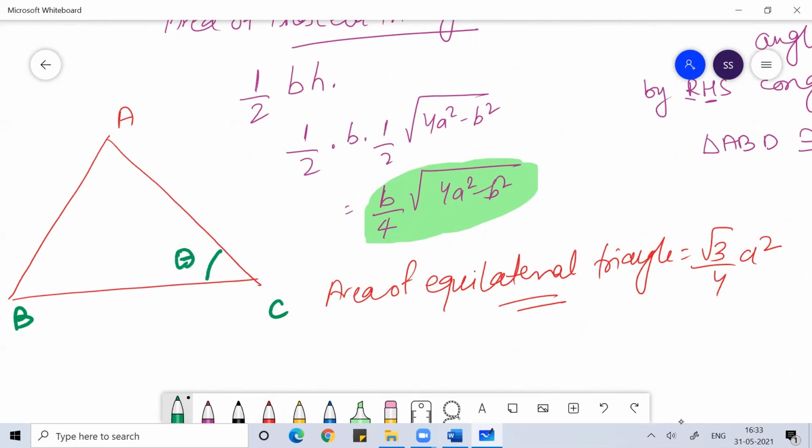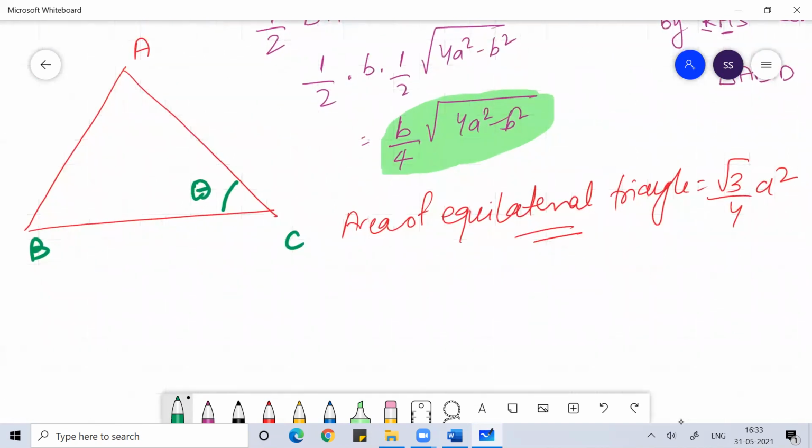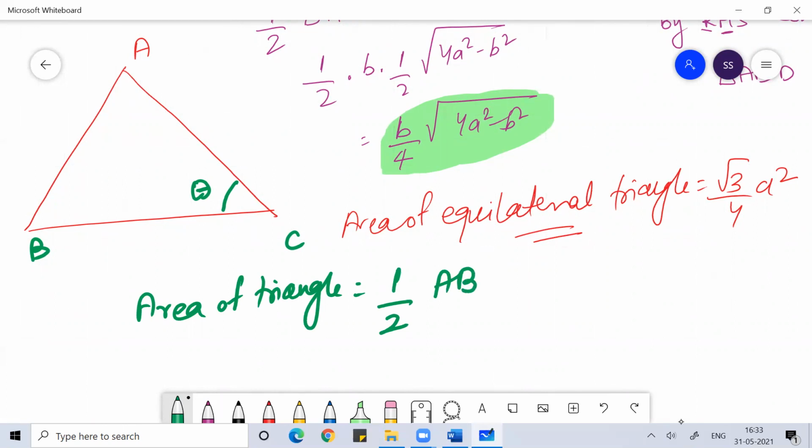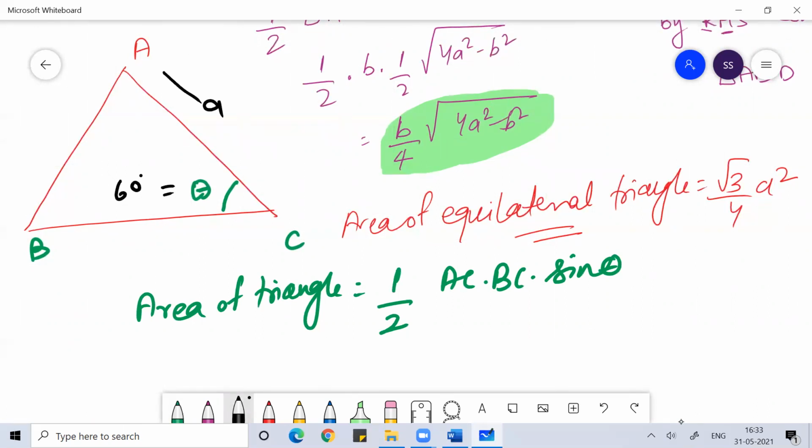If this is angle theta, remember there is another formula for the area of a triangle: half into the product of two sides, AC into BC, into sine theta. That is, the product of two sides and the sine of the angle included between them. In the case of an equilateral triangle, this angle is 60 degrees, and these sides are equal.